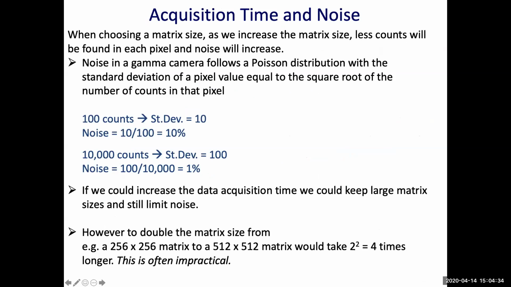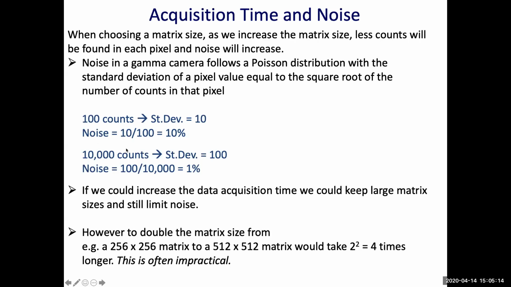When choosing matrix size, as we increase the matrix size, less counts will be found in each pixel and noise will be increased. Increasing the matrix size means we reduce the size of the pixel. Noise in a gamma camera follows a Poisson distribution, with the standard deviation of the pixel value equal to the square root of the number of counts in the pixel. So if we have 100 counts, the standard deviation is 10. The noise is 10 over 100, so we have 10% noise.